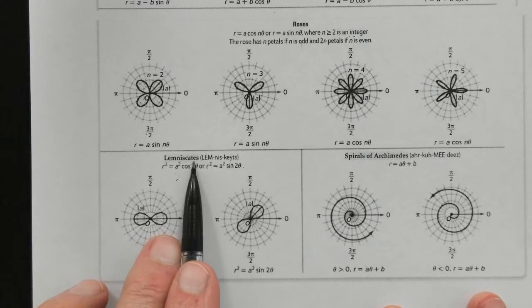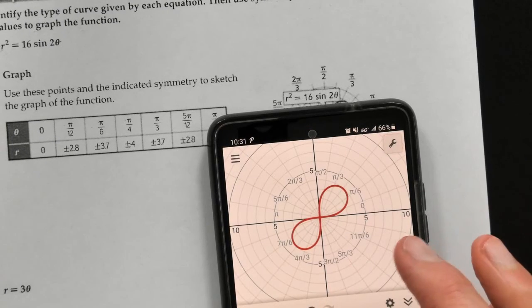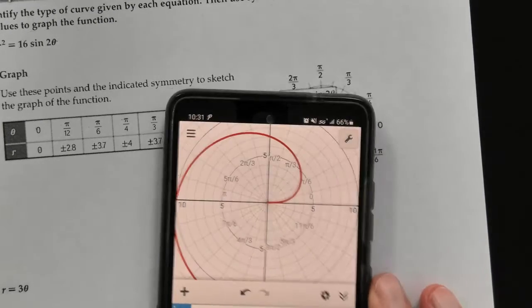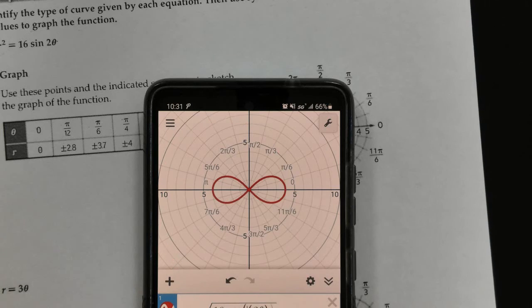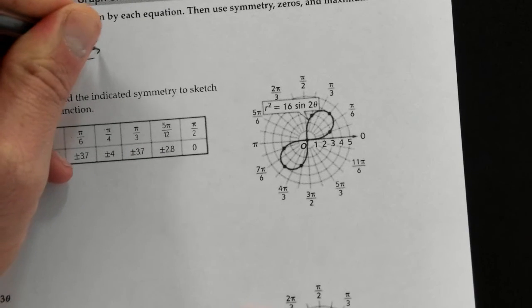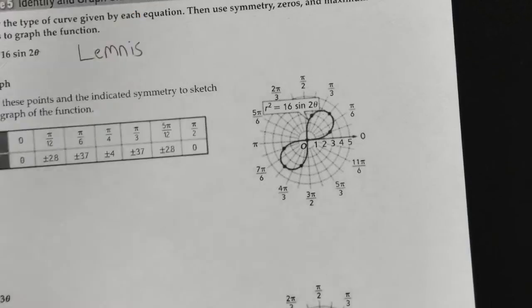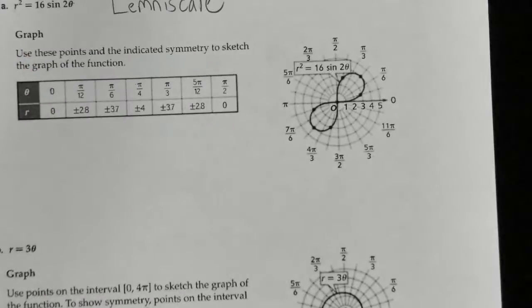And of course, it asks us to identify it. So, what type of graph is it? It's a lemniscate. And you can see, since we're using sine, it's oriented diagonally. If I change that to a cosine, let's see what would happen. If I go over here and change this to cosine, you can see that it changes orientation to horizontal. And by the way, we can just go ahead and name it. That is a lemniscate, because it asks us to identify it. All right, so there you go.